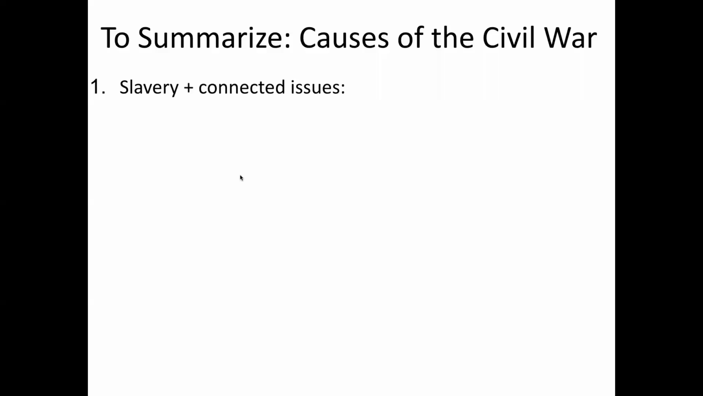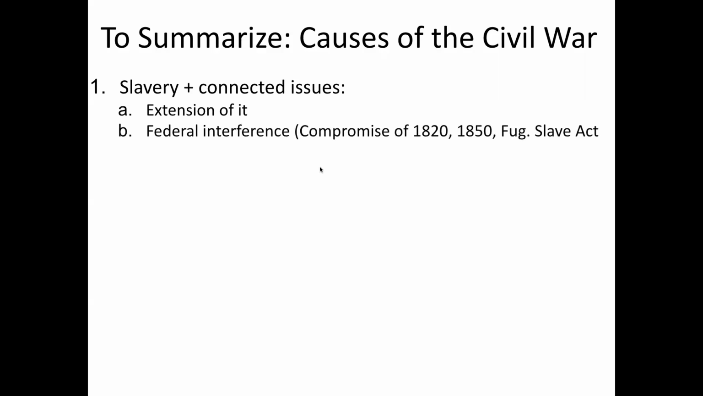Okay, so now you have this very complete timeline on your hands, but let's summarize. What are the major causes of the Civil War? The number one absolutely has to be slavery and those connected issues. So how it was being extended. We see federal interference, we see these compromises, we see the federal government getting involved in the Fugitive Slave Act and things like that. And of course, the moral question.